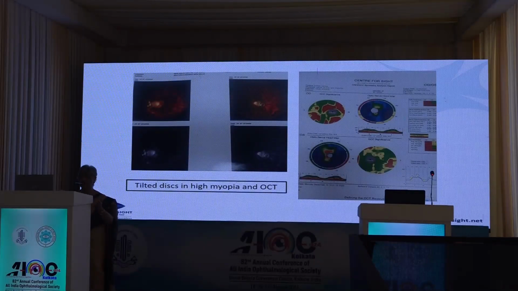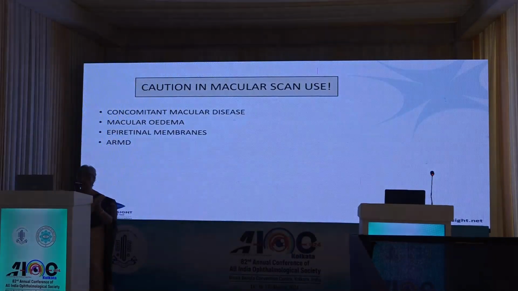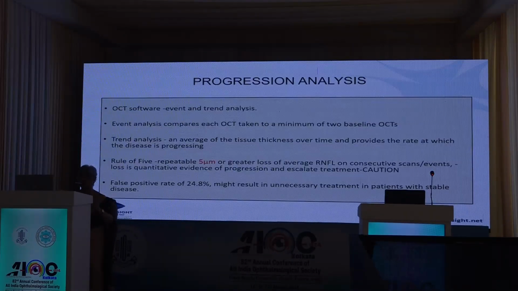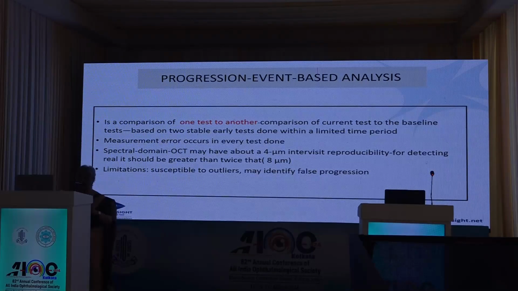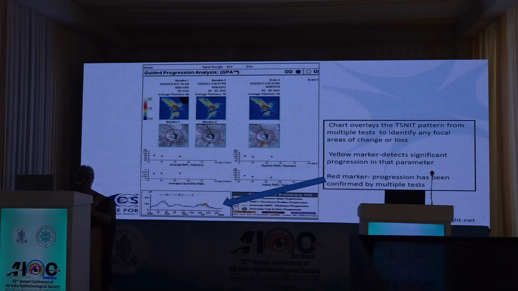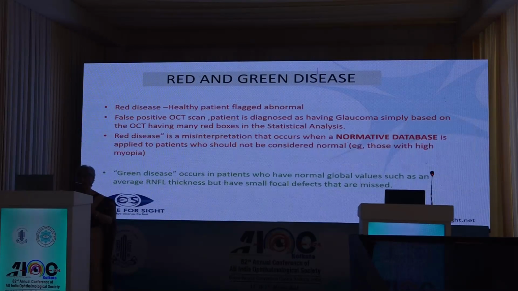These are tilted discs in high myopia and OCT showing you. You must be very careful in the macular scan. Remember, OCT is less useful when it is advanced disease. We have progression analysis in OCT also to help us. It can be an event-based analysis or it can be a trend-based analysis. And this is how the pictures look like. Have a look at it. It'll help you. And you must not forget the red and the green disease.